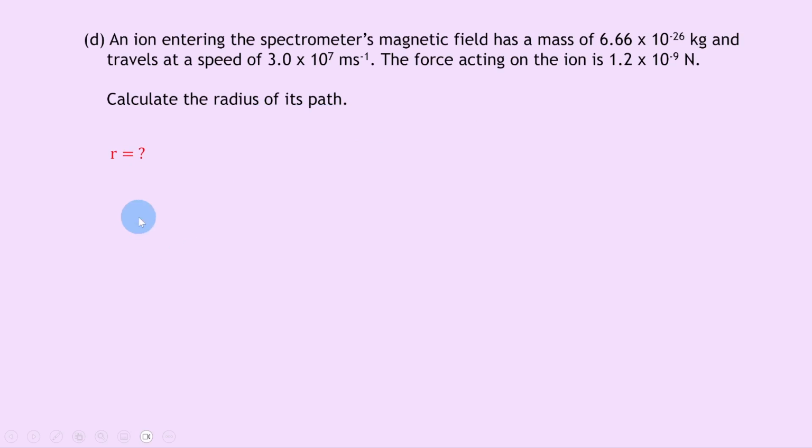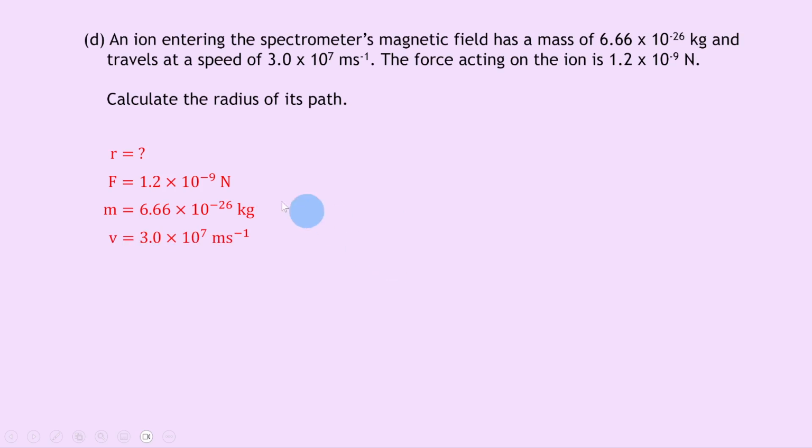Well, here we're trying to find radius r. We know the magnetic force is equal to the centripetal force, so F equals 1.2 times 10 to the minus 9 newtons. We're told here that the mass of the ions is 6.66 times 10 to the minus 26 kilograms, and they're travelling at a speed v of 3.0 times 10 to the 7 meters per second.